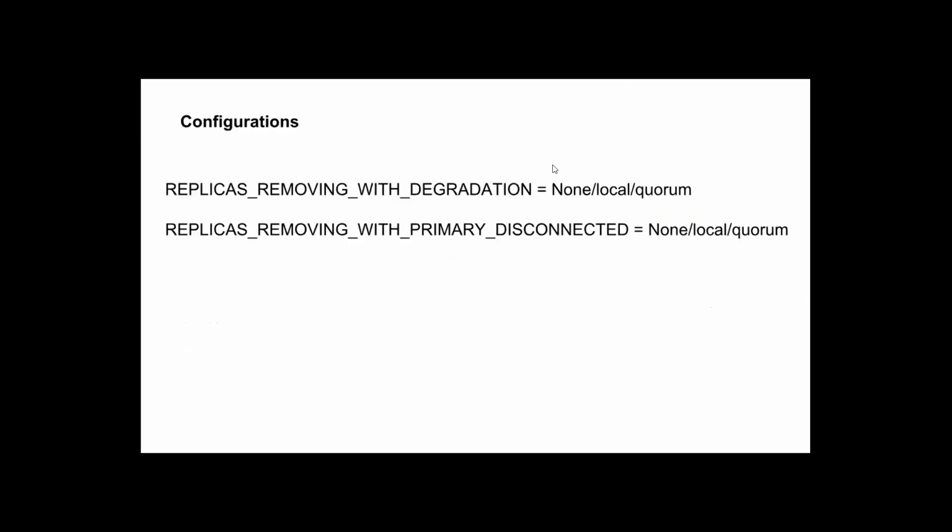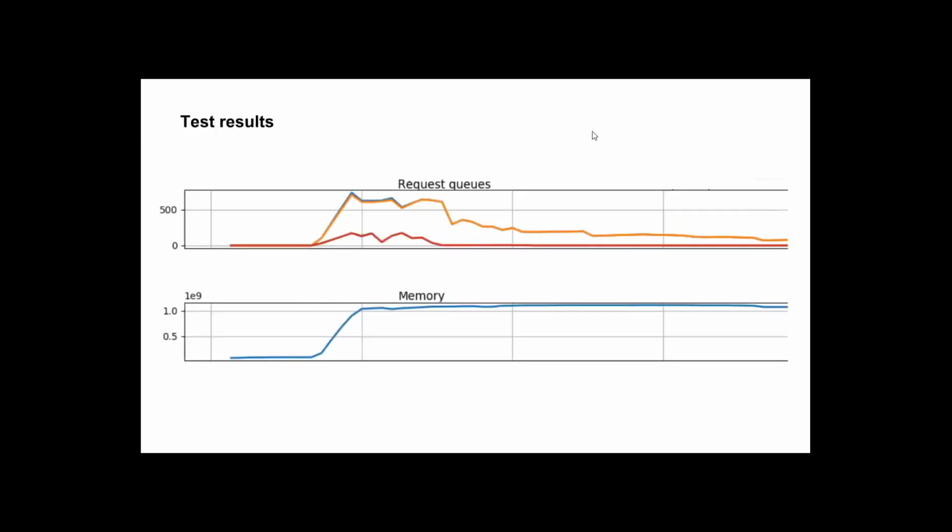In the scope of this task, we added two configuration parameters for disconnection and for primary degradation. It can be local, when nodes remove replicas without quorum, quorum, or none to switch off the logic of removing replicas. According to the results of first testing, the queue of requests is cleared and memory usage doesn't increase.